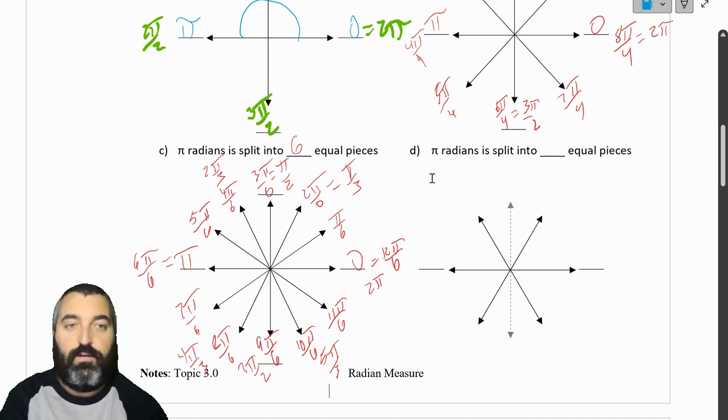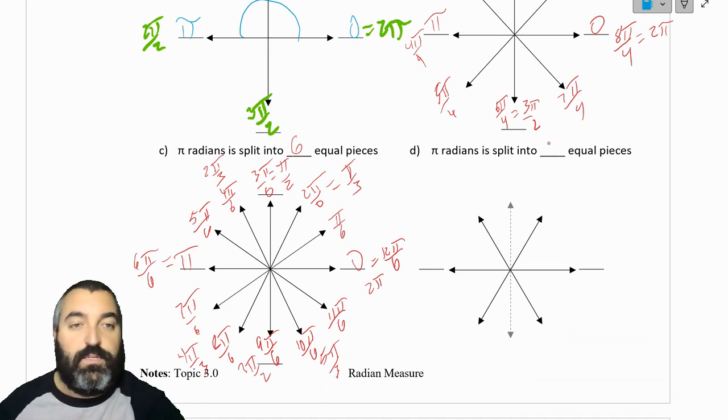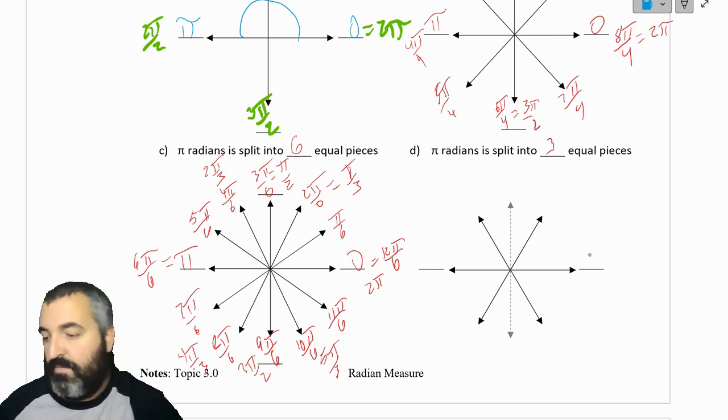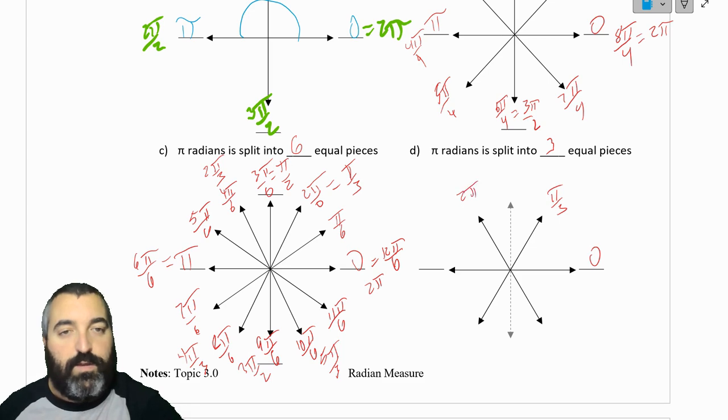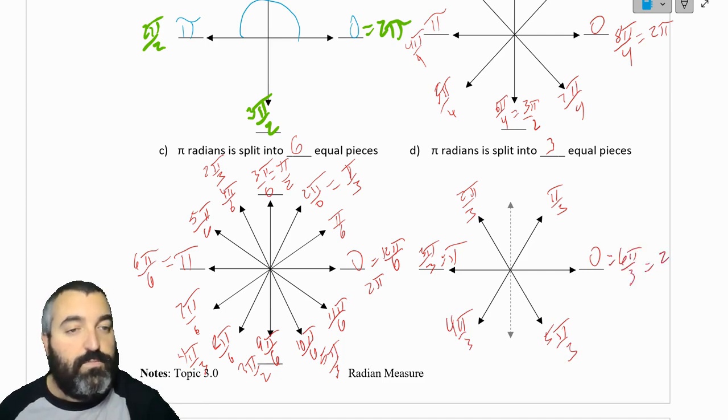And then the last one that we're going to see a lot of is splitting into thirds, which we kind of covered in the splitting into 6s. So we're starting at 0, then it would be 1 pi thirds, 2 pi thirds, 3 pi thirds, which again is just pi, 4 pi thirds, 5 pi thirds, and then back to being 6 pi thirds, which is 2 pi.